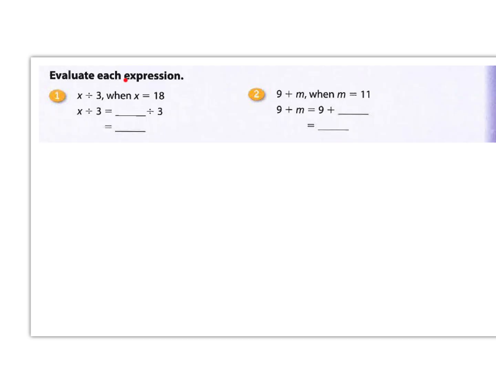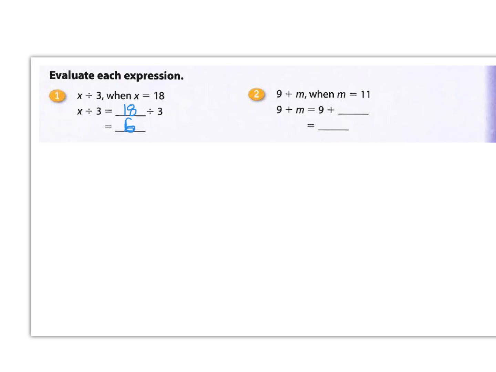This says evaluate each expression, x divided by 3, when x equals 18. So we're going to substitute 18 for x right here. So then we would do 18 divided by 3. That equals 6, so that's your answer.